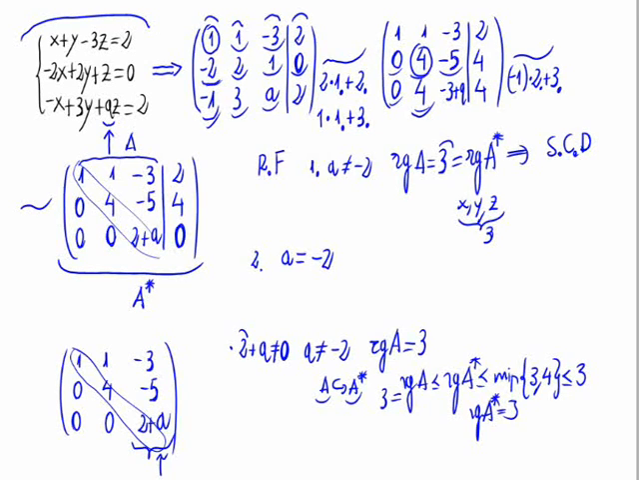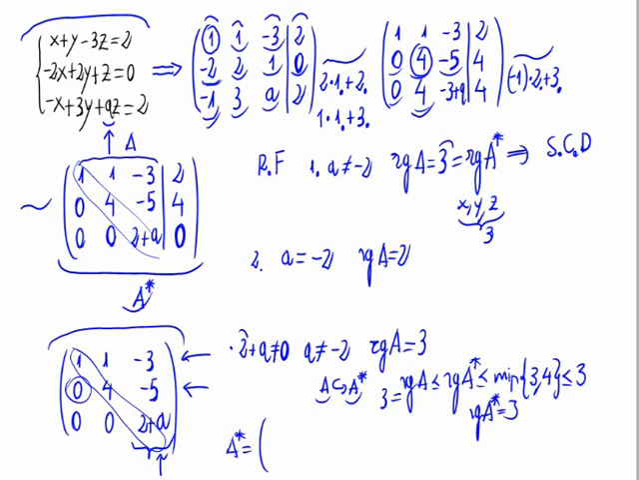Now let's go with the other option. If a were equal to minus 2, having a look at the matrix A we have down here, we can see that in the last row the 2 plus a would be a 0. So the rank of A would be equal to 2.